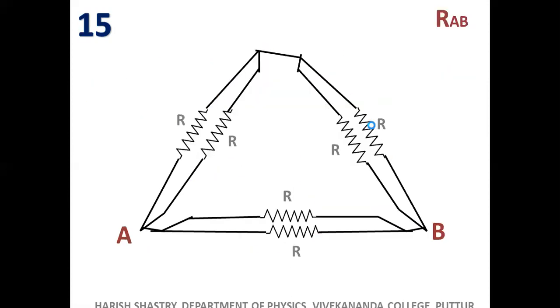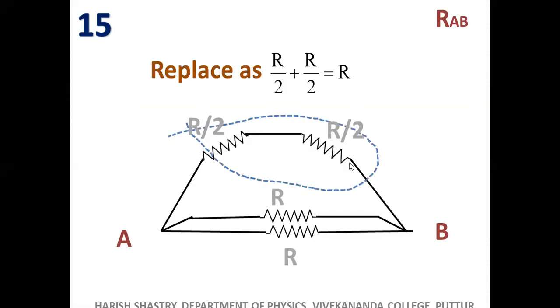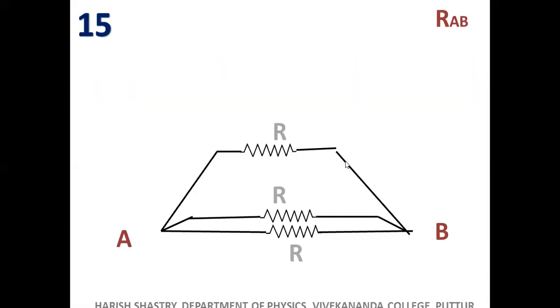Hope you have followed, right? So once again, looking back, both R by 2 in series across this. So R by 2, parallel with these two R's, then totally across A and B, R by 3.